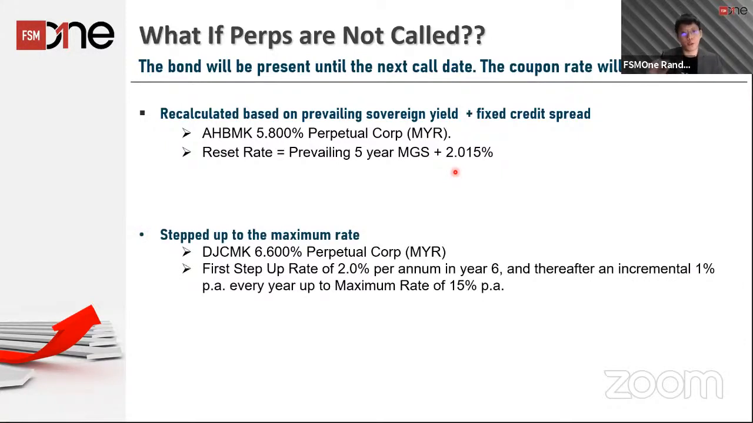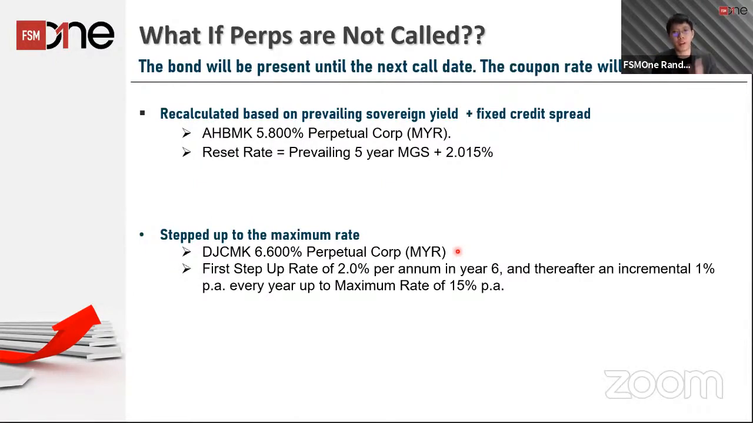The second way is to simply increase the coupon rate. This is a bond that was just issued last month by Tropicana Corporation, and the coupon rate is 6.6% per annum. This perpetual bond has its next call date 5 years after issuance. Let's say after 5 years, Tropicana chooses not to redeem the bond. Then they have to increase the coupon rate by 2%, so your new coupon rate will be 8.6% in year 6.